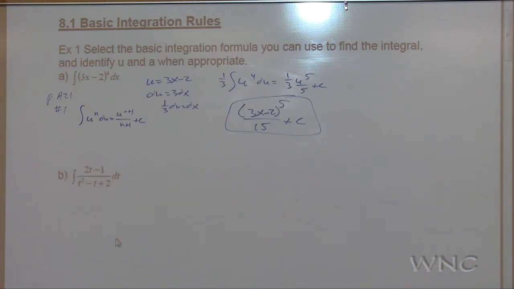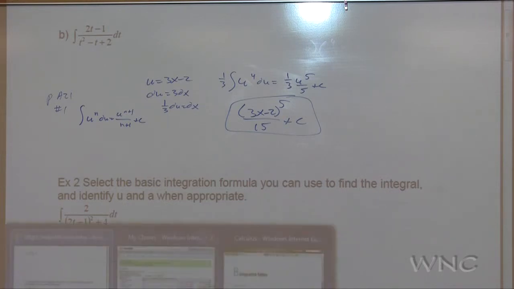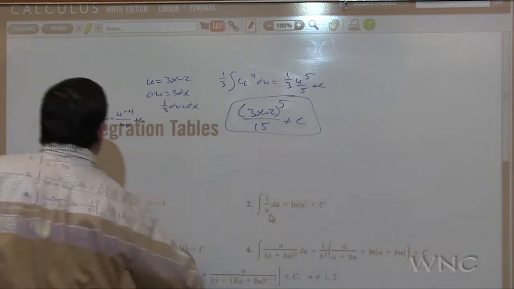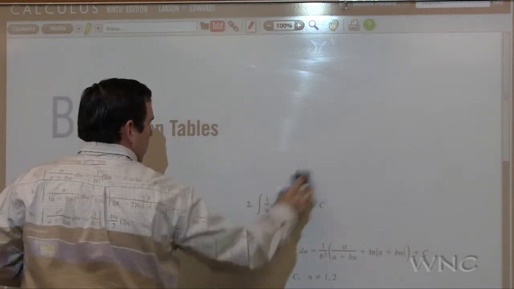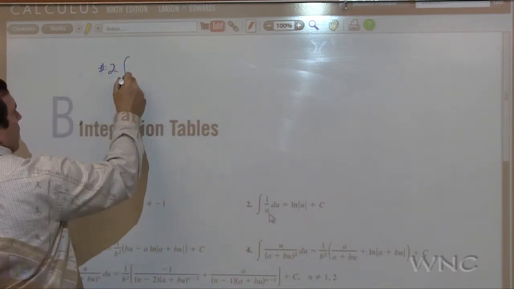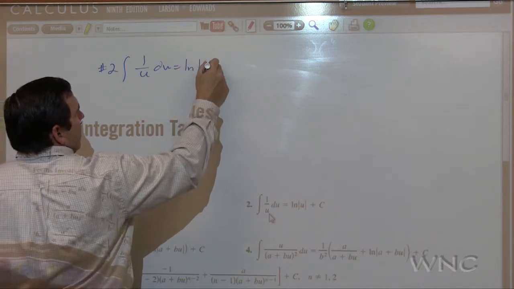Let's go on to the next one. Now this next one, you want to pause and take a look in the book and see if you could find it. Otherwise, it's right here. 1 over u, we're going to go with this formula here. Number 2 from the integration tables. The integral of 1 over u du equals the natural log of the absolute value of u plus c.